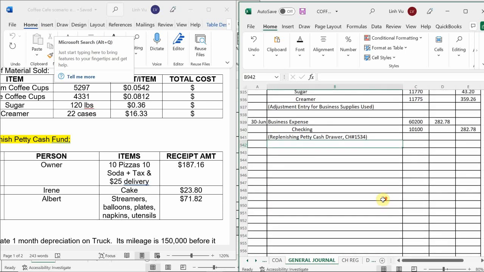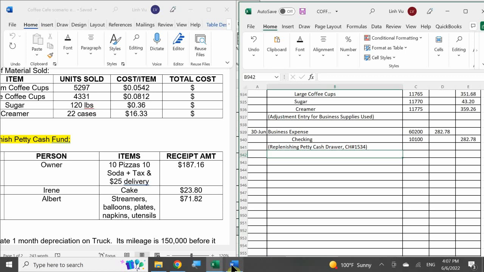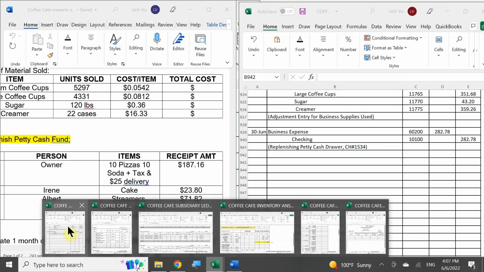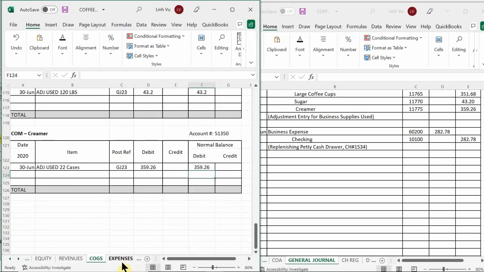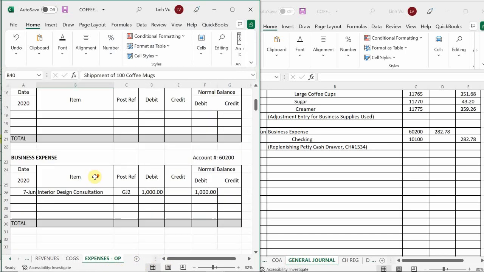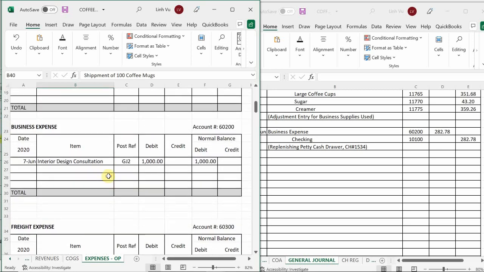Okay, so let's go ahead and do that. So there you go. We are going to update our ledger, and we're going to start with our business expenses here, because in this case $282 is taken out, but the value of the petty cash drawer should remain at $500. That drawer had $282 worth of receipts plus whatever amount of cash is in there. So now we're replacing those receipts with cash.